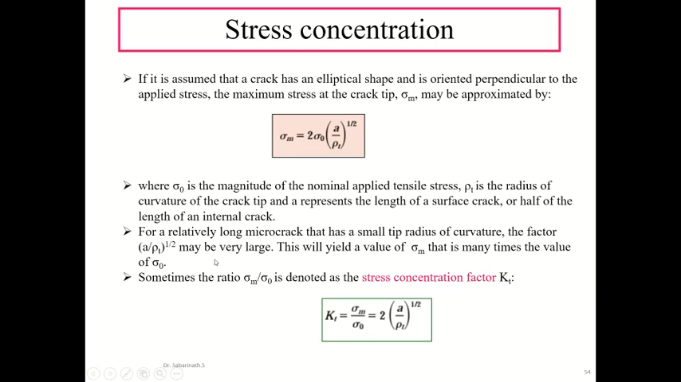So if the microcrack has a small tip radius of curvature, then the value (a over rho t) raised to 1/2 will be large and will yield a sigma m many times the value of sigma 0. Sometimes the ratio sigma m by sigma 0 is denoted as the stress concentration factor Kt. So Kt is equal to sigma m by sigma 0, which is equal to 2 times (a over rho t) the whole raised to 1/2.